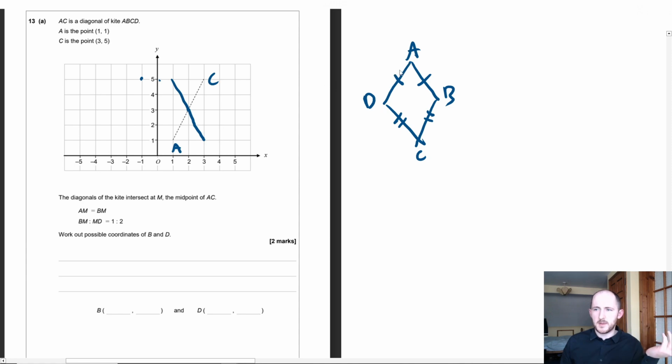Because the diagonals would be the sides, right? At least that's what I've always thought the diagonals of a kite were. Is it AB is equal to DC? I mean, yeah, I completely agree with that, right? But if you look at what it's saying, the diagonals intersect halfway through. But that's not a kite now.